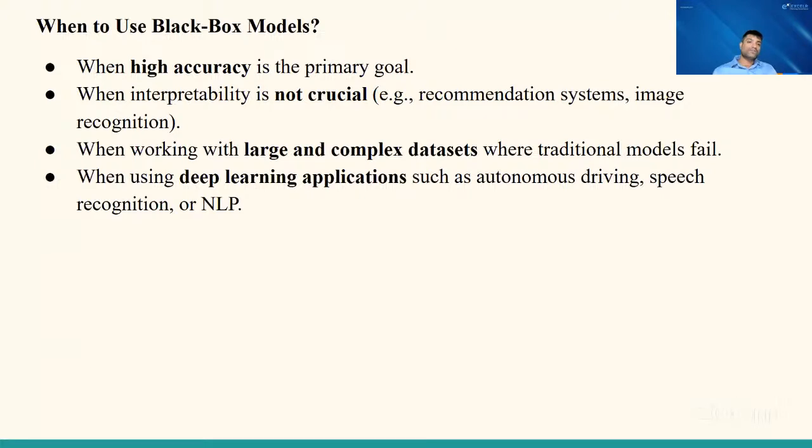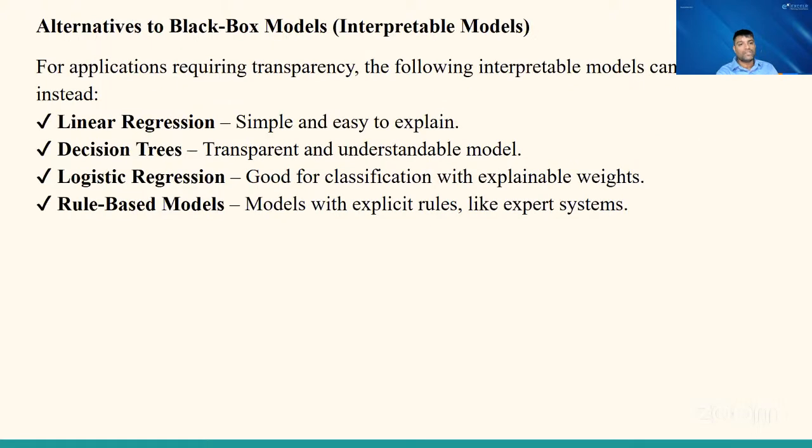So when to use black boxes? When obviously we have more pressure on us for high accuracy, and when interpretability is not that crucial, like recommendation systems and all those things. And when we are working on large and complex data sets. Alternatives to using the black box, you can use different kinds of models like linear, decision tree, logistic, which are known to us.